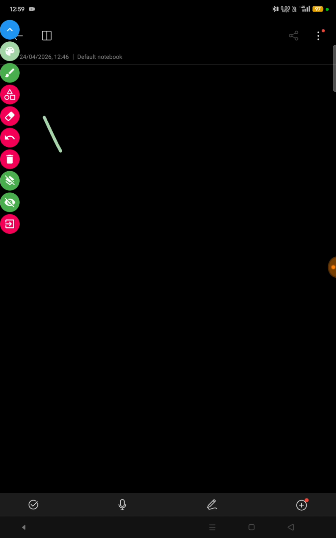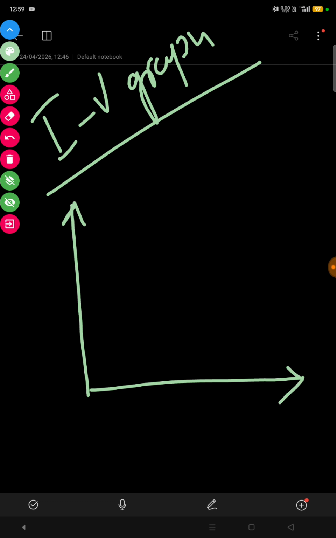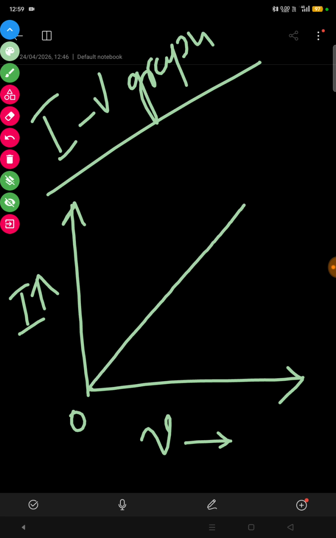Now come to the IV graph. For a metallic conductor, the ratio of V by I is constant for all values of V and I. So if we plot a graph, in the y-axis we will write I, that is current, and in the x-axis voltage. So how will the graph be? The graph will be a straight line passing through the origin. This is the IV graph.